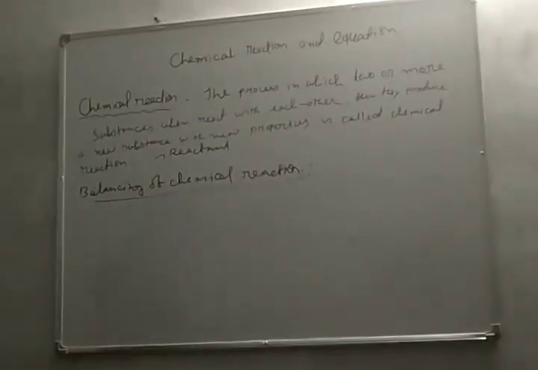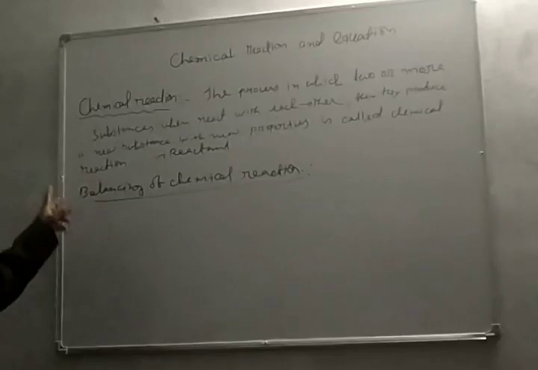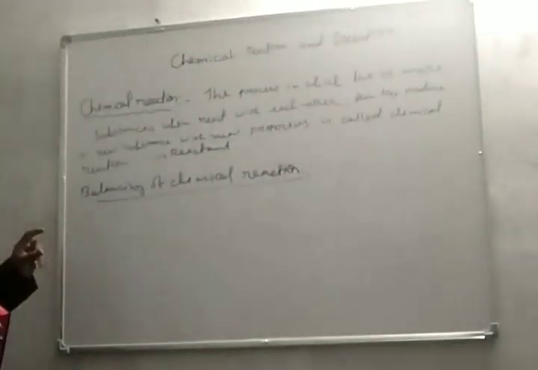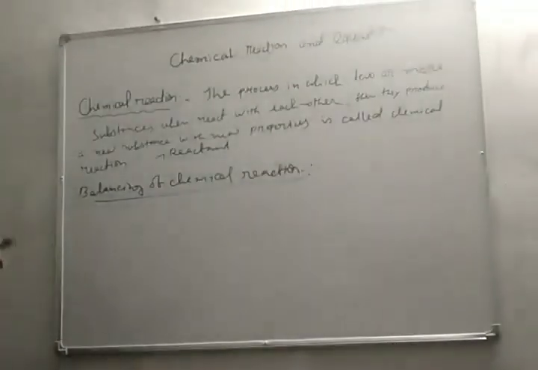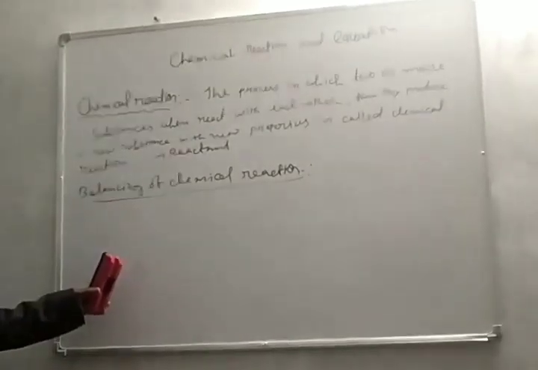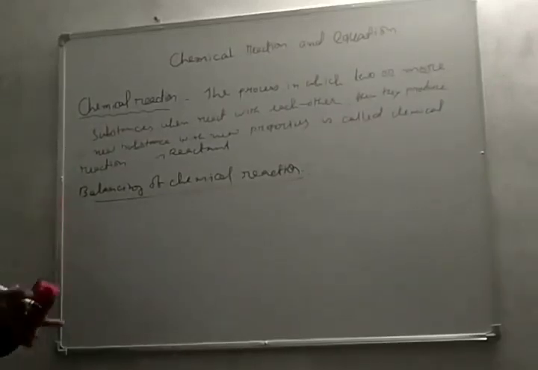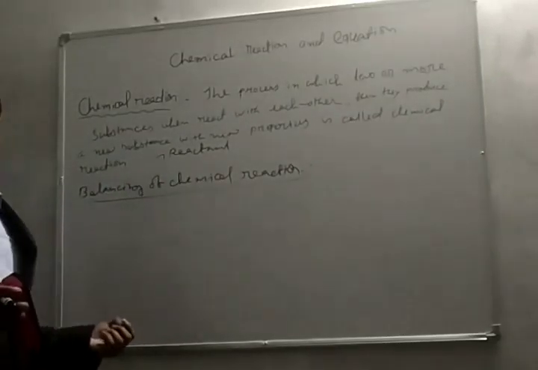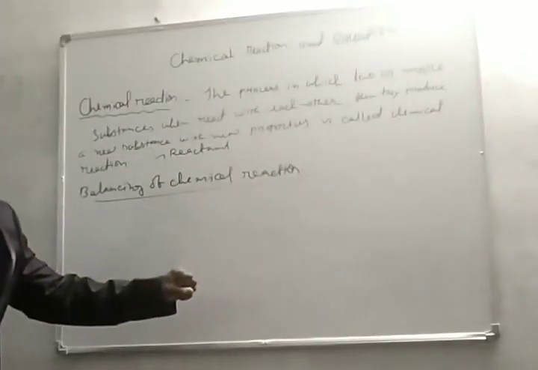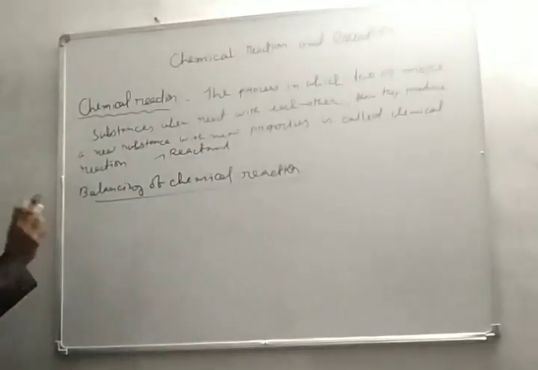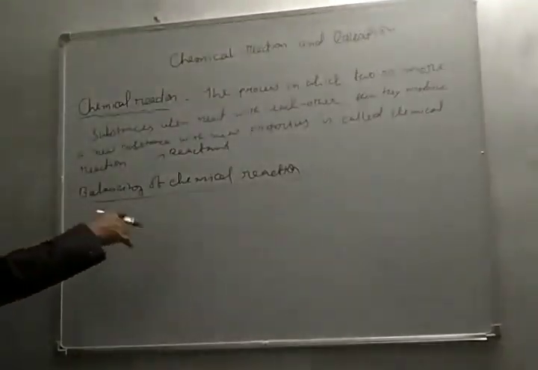A chemical reaction should always be balanced. But why should we balance it? Because according to the law of conservation of mass, mass cannot be created nor destroyed in a chemical process. That means the substances that participate in the chemical reaction as reactants or products, their quantity should be equal in both the reactant and product parts.